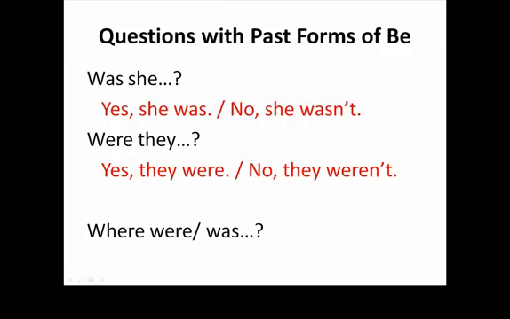Let's review questions with past forms of be. First, a yes/no question that begins with was. For example, was she at home? The short answers: yes, she was. No, she wasn't. Second, a yes/no question that begins with were. For example, were they at home? The short answer: yes, they were, or no, they weren't.